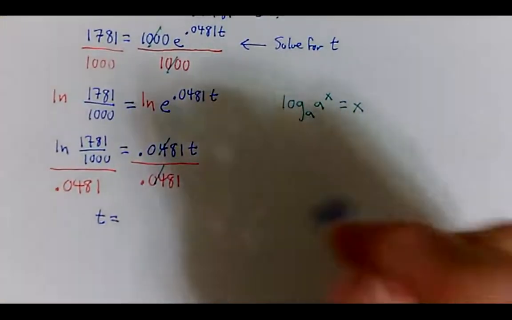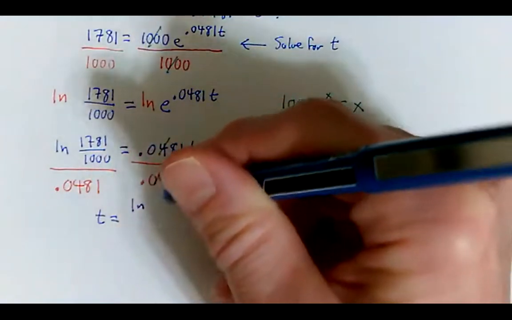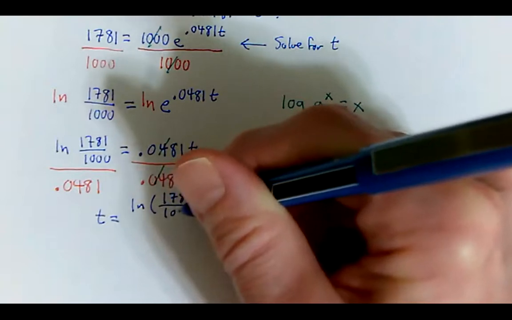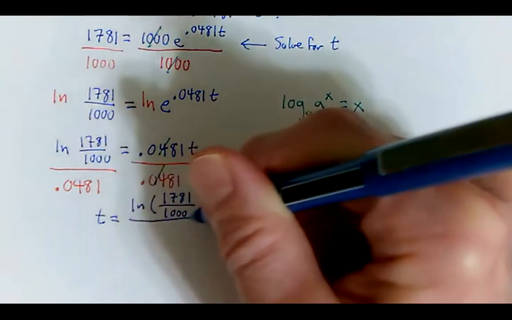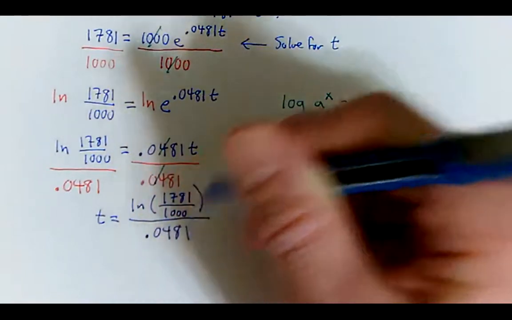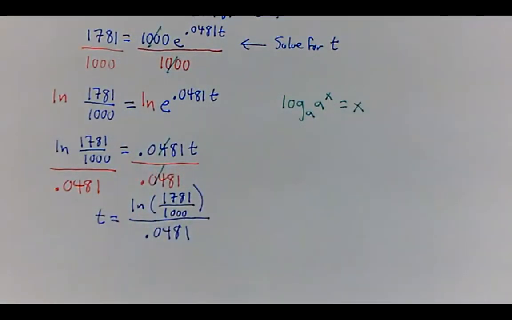T is equal to the natural log. Let's put parentheses around this. It'll just make it easier not to get lost in the calculations. Parentheses around that fraction, and then divided by 0.0481. And our calculator can handle this for us all at one time. We don't need to do little bits and write them down. Let's take a look. So I'm going to switch cameras again and share the screen again so I can show you my calculator.